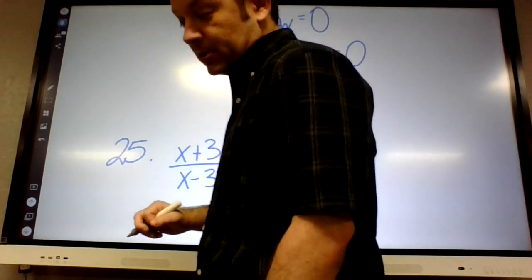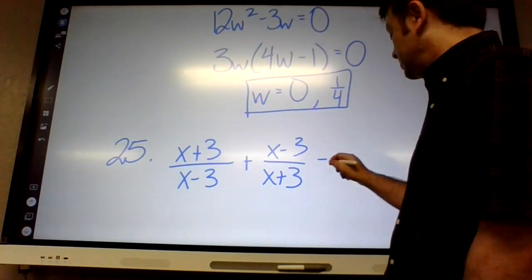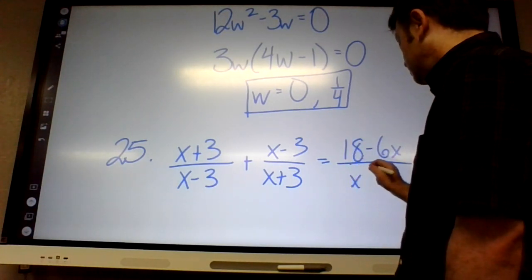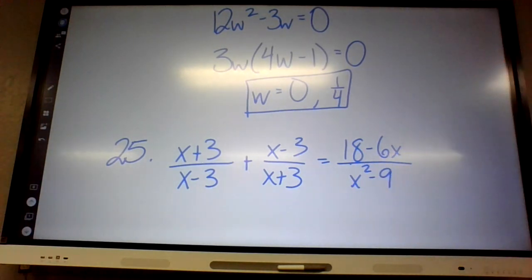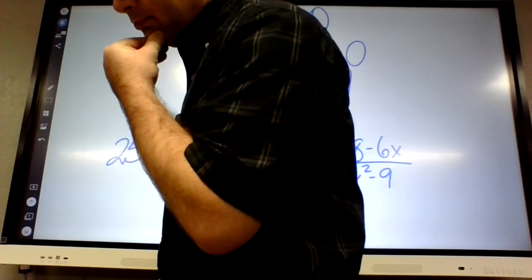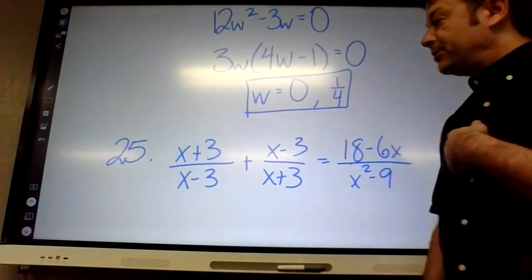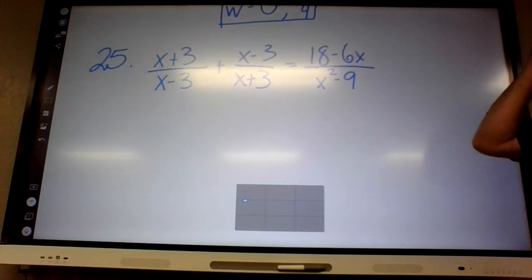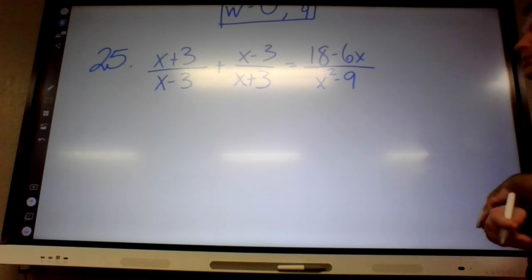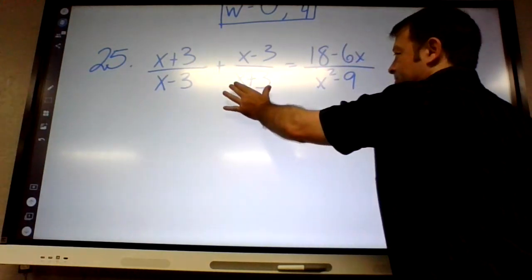We got a doozy on our hands: equals 18 minus 6x. The next 3 questions are kind of like this one. If we have a fraction problem like this, what we want to do is get rid of the fractions, and we do that by multiplying by the common denominator. So, what do all 3 of these go into?